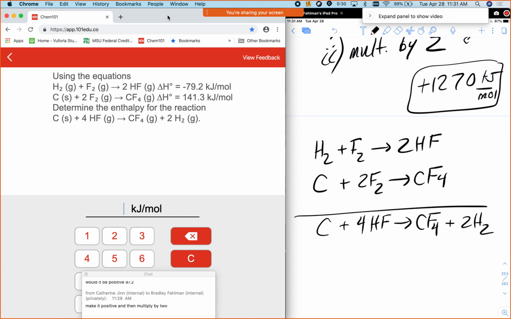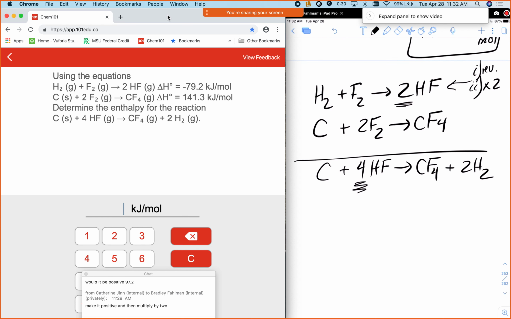Okay, so what do you think about that first equation? Are you reversing it? Yes, you are, right? So it's reversed. And then as far as the coefficient, this has a 4, but that has a 2, so you actually have to multiply by 2, right?